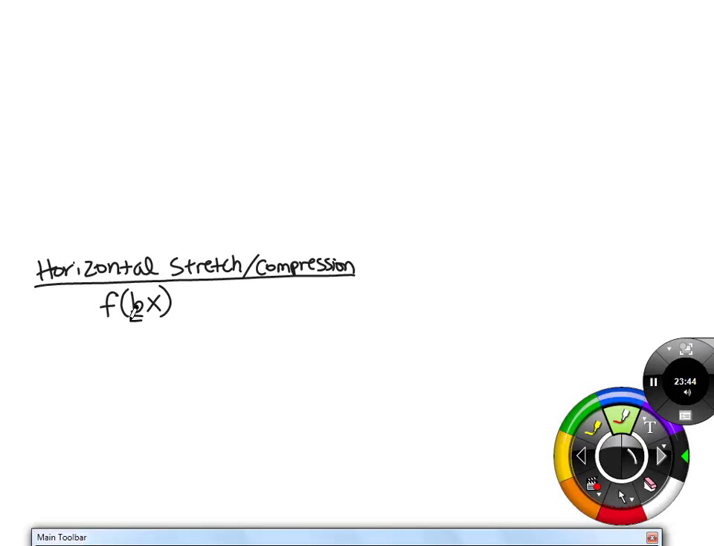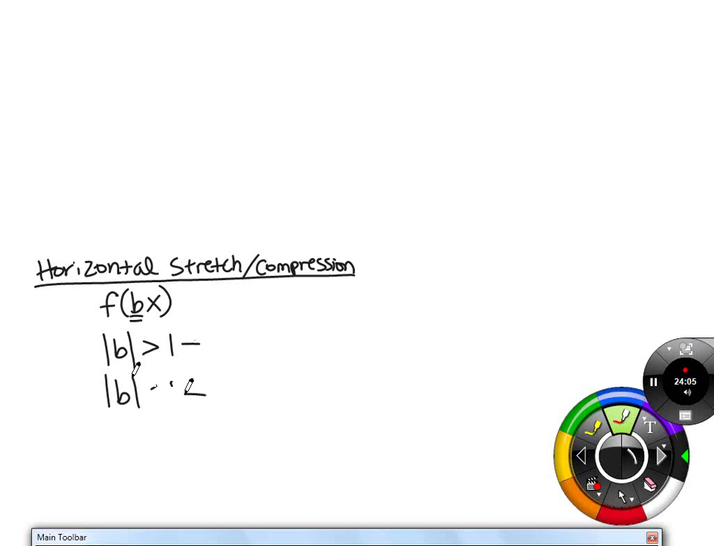So again, if b is 1, you just have your parent function, and they don't write another number there. But it's going to fall into 2 categories. What about when b, and again, I'm using absolute value bars because I don't care about the negative part. We discussed that when we discussed reflections. Right now, I care about the number part of the b value. What about when it's bigger than 1 versus if it's less than 1?